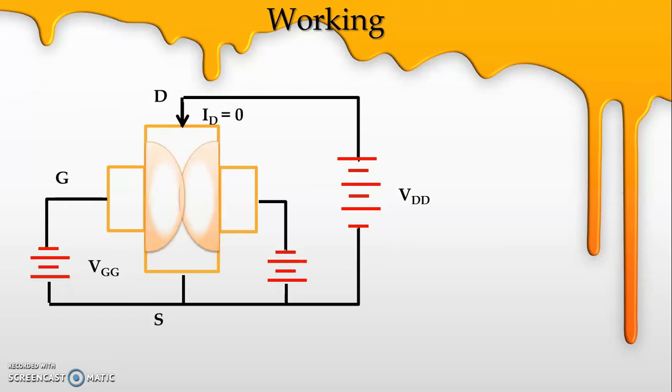As we apply more voltage to the gate in reverse bias condition, the depletion regions join together and the drain current becomes zero. So this is how, with the help of gate voltage, we can create a field effect and control the current through the channel, and that is why the name given is field effect transistor.